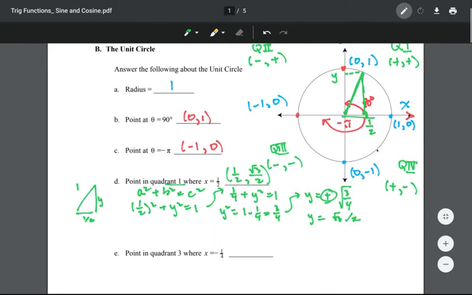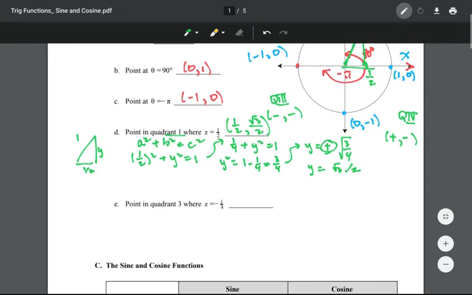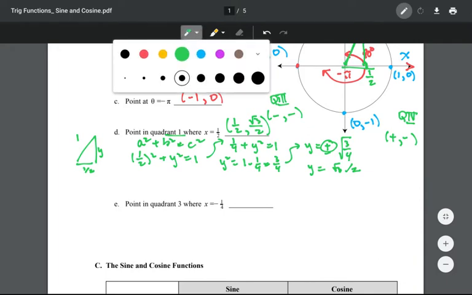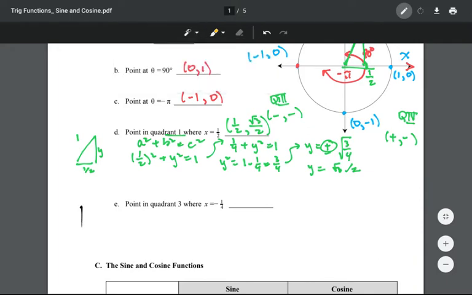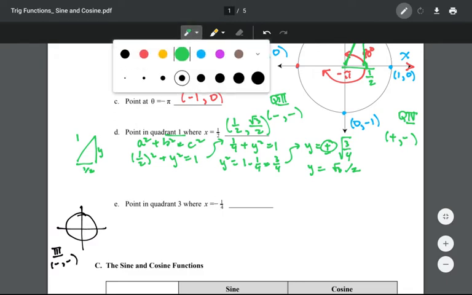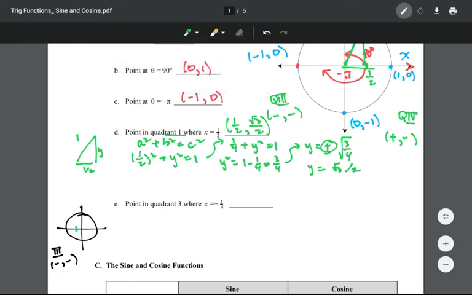Let's go to the next one. So in the next one, I've got a point in quadrant 3 where x is equal to negative 1/4. So in quadrant 3, let me go ahead and draw my circle here. Quadrant 3, I am where all of my coordinates are negative, both the x's and the y's. Negative 1/4 for the x is about right here. I want to line that up to a y. This is like a really skinny triangle, so let me pull it off here. So I end up with this guy. I've got negative 1/4 there. I don't know what y is, but again, the hypotenuse is equal to 1.